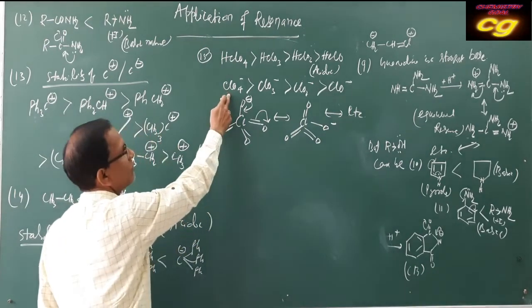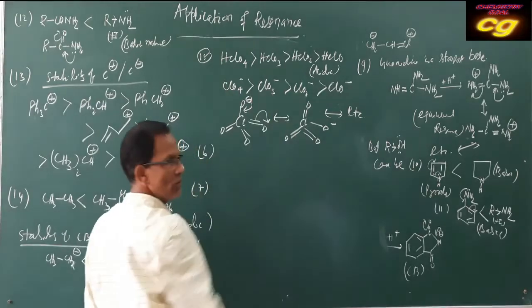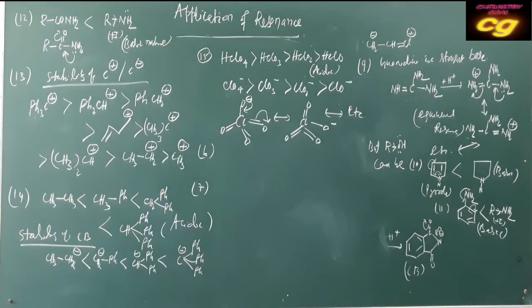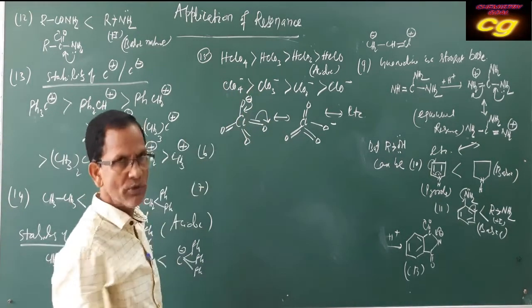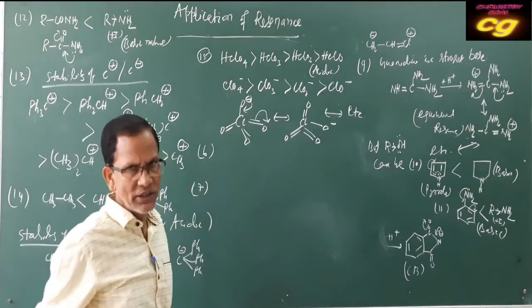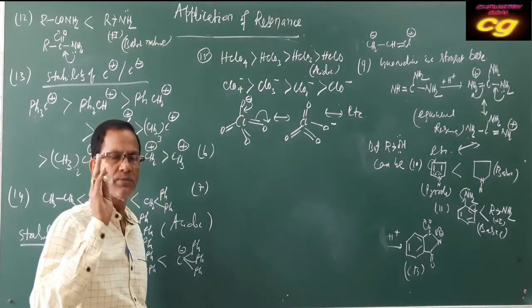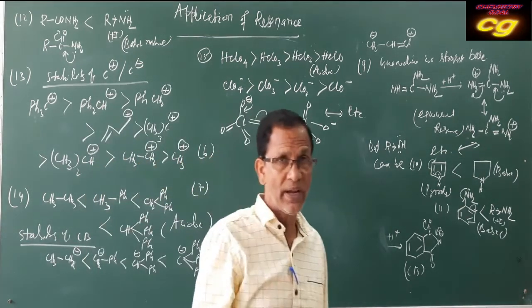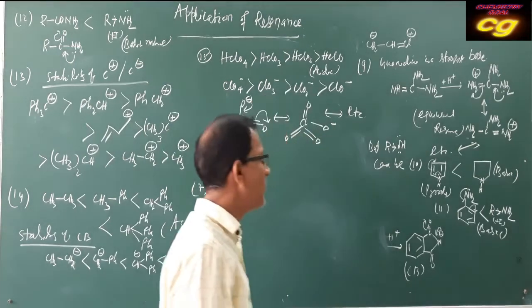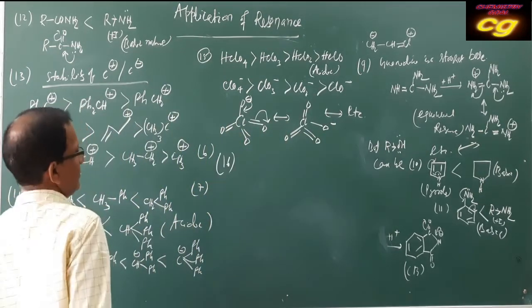In case of ClO4 minus, 4 resonance structures are possible; in ClO3 minus, 3; in ClO2 minus, 2. That's why, if you see the stability of the conjugate base, the perchlorate ion is more stable. That's why the parent acid is more acidic. This concept I have already told you. The substance may be an acid or a base; if its conjugate base or conjugate acid is more stable, then the parent acid or base will be more acidic or more basic.